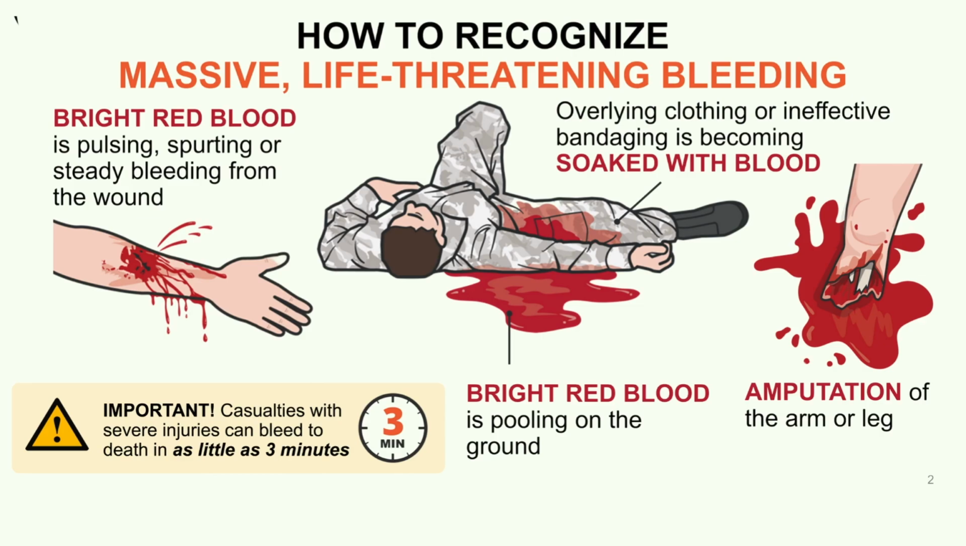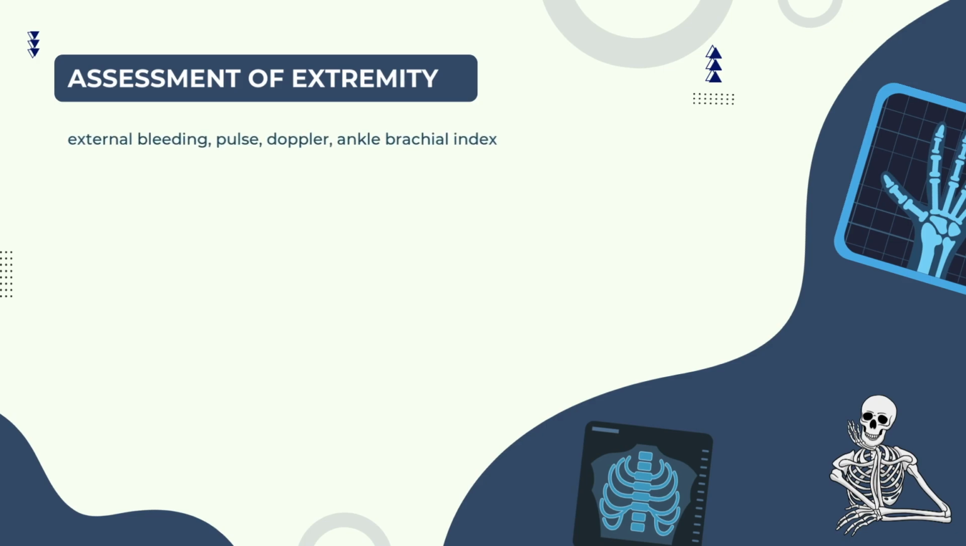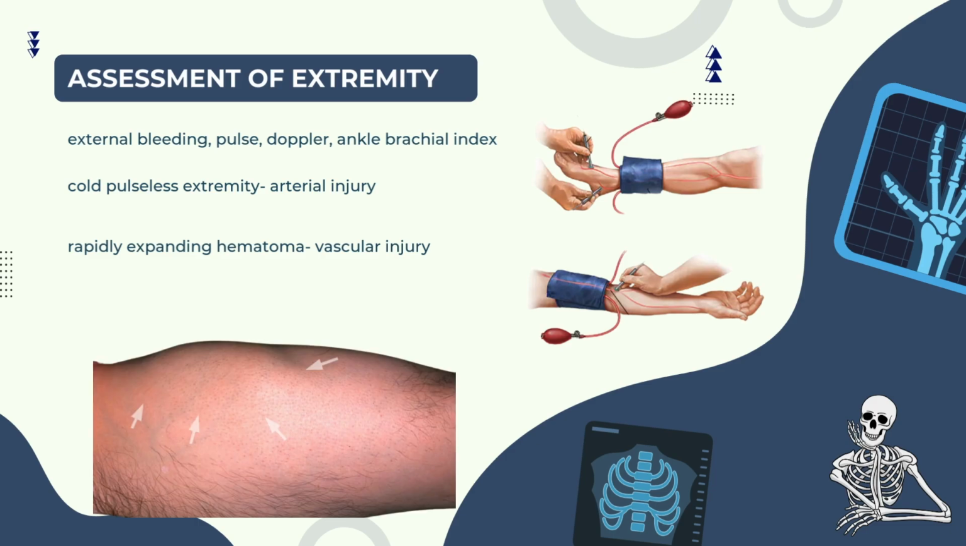It's important to note that even as little as 3 minutes is enough to cause shock and cardiac arrest in a patient with massive life-threatening bleeding. So how do we assess an injured extremity? Assess injured extremities for external bleeding, loss of previously palpable pulse and changes in pulse quality, Doppler tone and ankle brachial index. Ankle brachial index is determined by taking the systolic pressure value in the ankle of the injured leg and dividing it by the systolic pressure of the uninjured arm. A cold, pale, pulseless extremity indicates an interruption of arterial blood supply. A rapidly expanding hematoma suggests a significant vascular injury in the extremity.